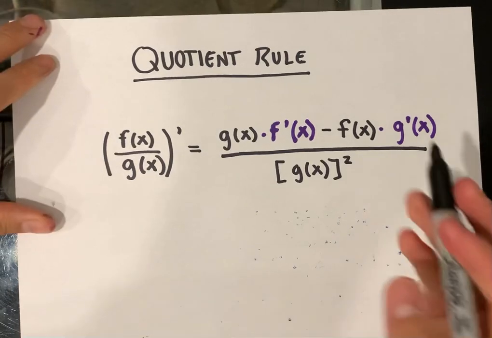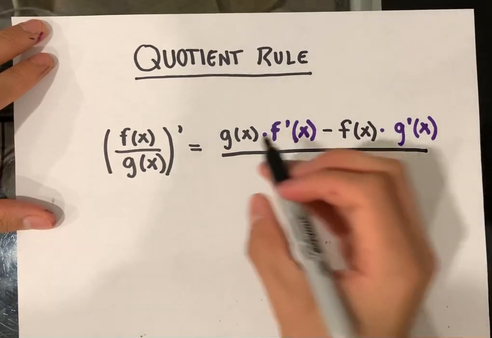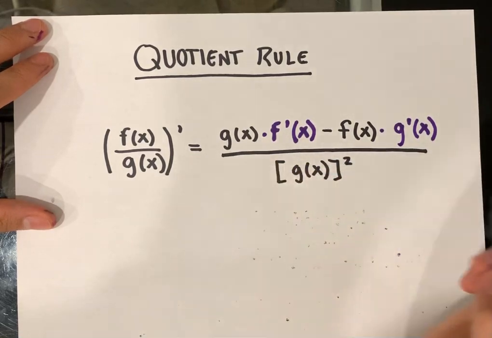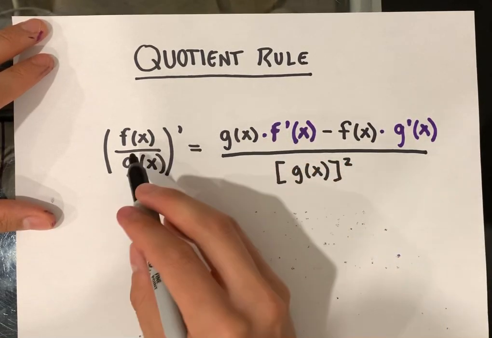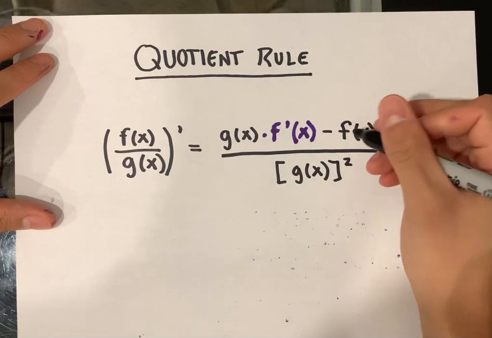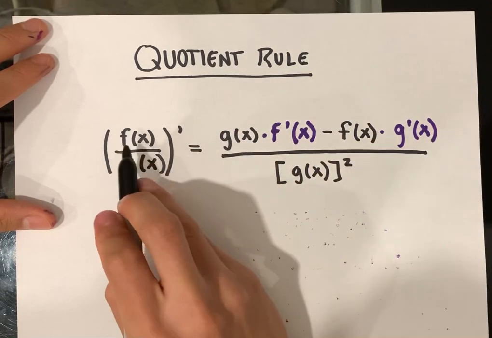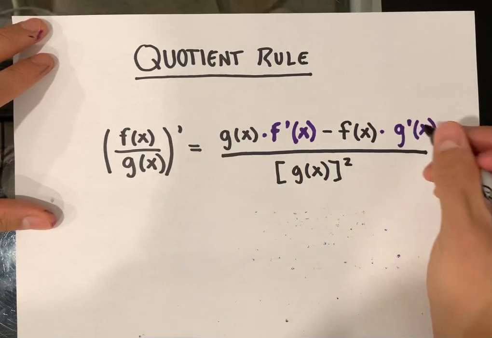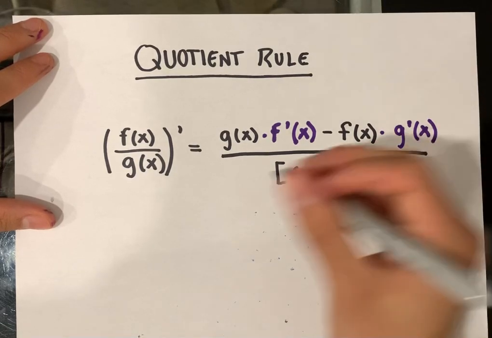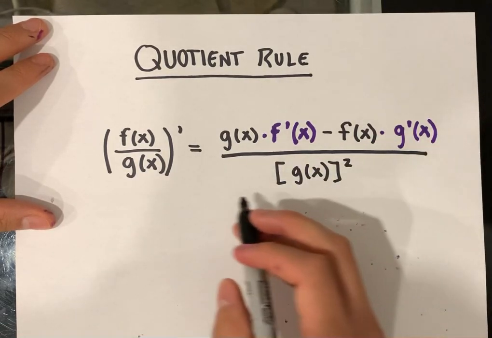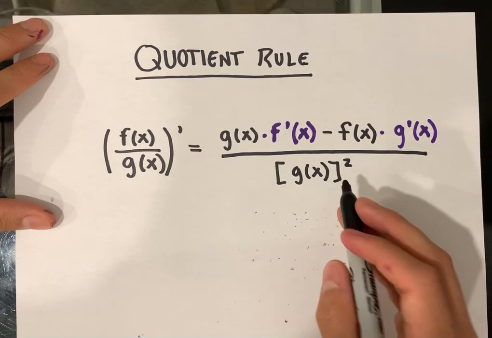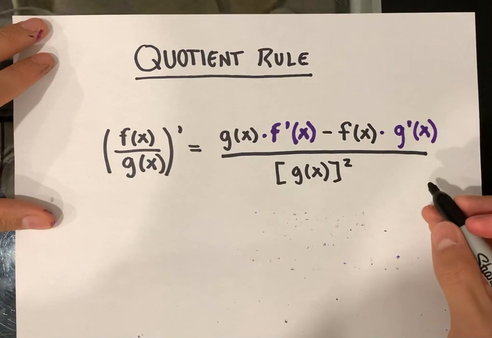So, the quotient rule says that you take the original bottom function, multiply it by the derivative of the top function, you subtract that by the original top function, and you multiply that by the derivative of the bottom function. That's all over the original bottom function squared.